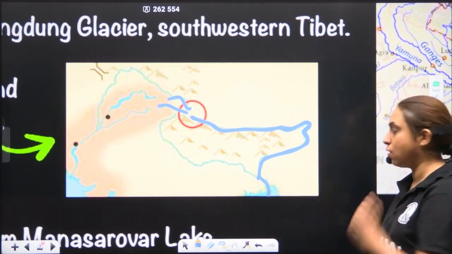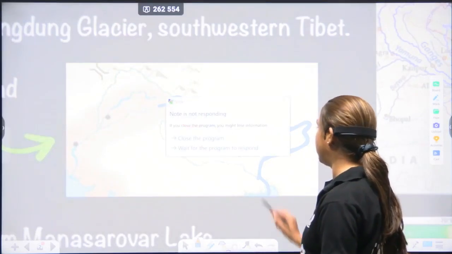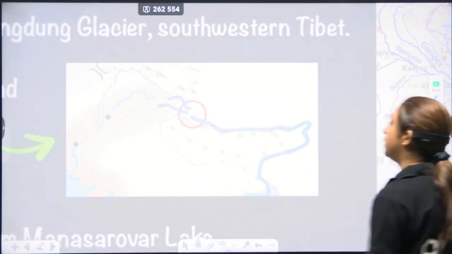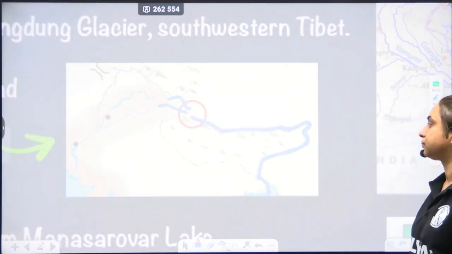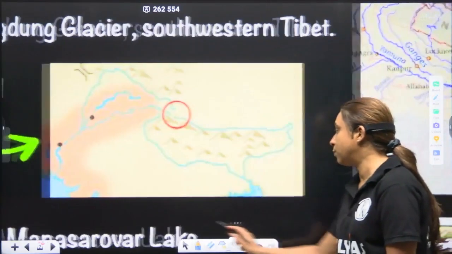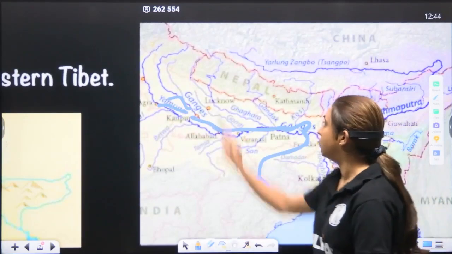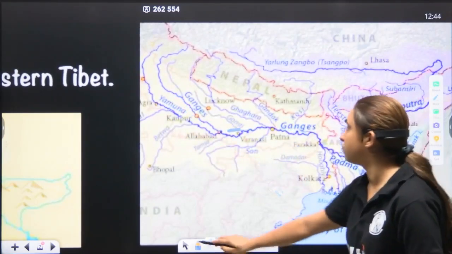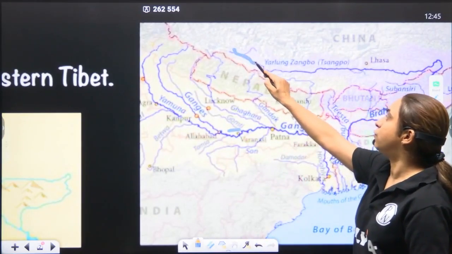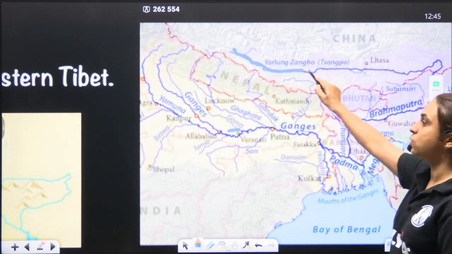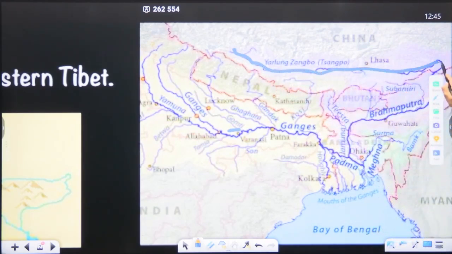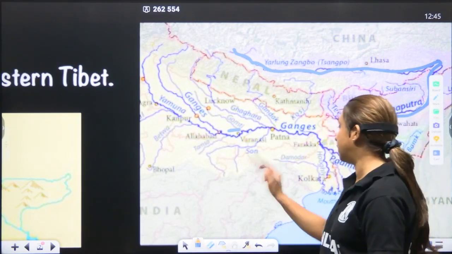So this is the course of Brahmaputra that we are looking at. This is the course of Brahmaputra, and if you look here also you'll see that the Brahmaputra is originating from here near Mansarovar, from Chemayungdung Glacier. It is known as Yarlung Sangpo. It travels, it takes a U-turn, it moves towards India and then moves towards Bangladesh.